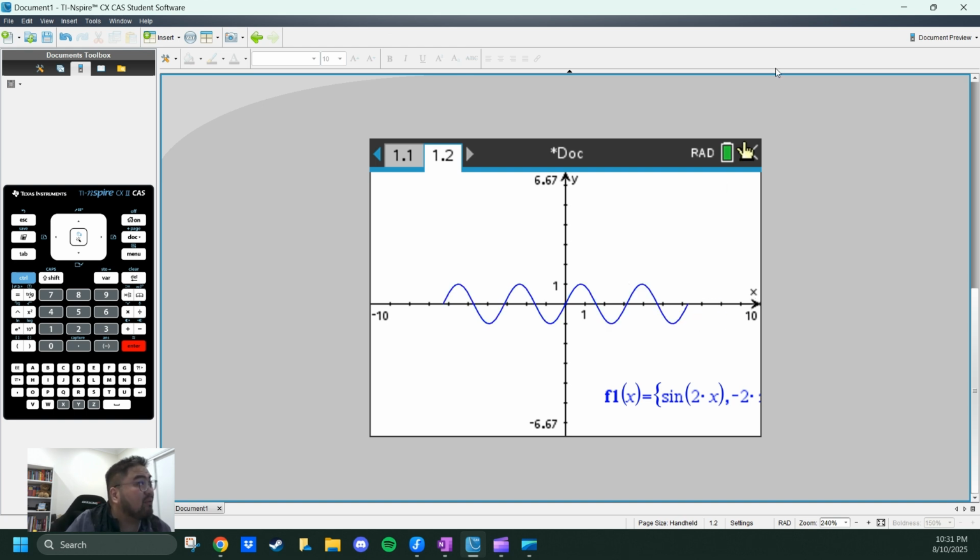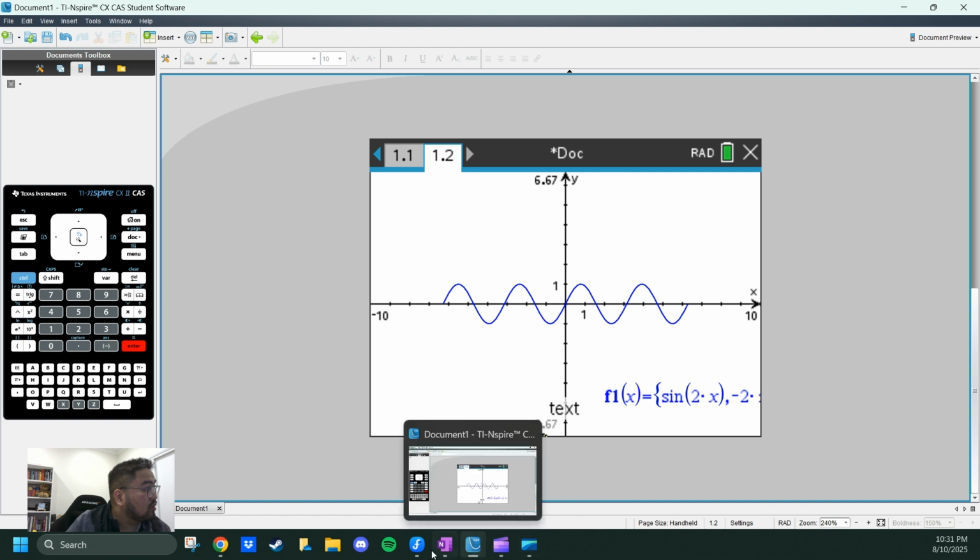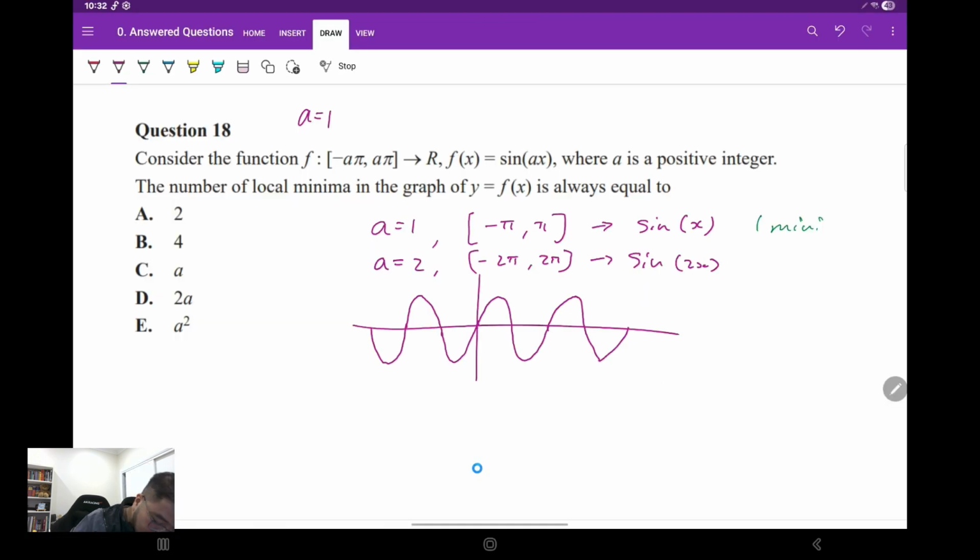Now, if we relate this back to the question, so we've got a equals 2, this will result in 4 minima. So hopefully by doing this, you can see a pattern already that if we go from 1 to 2, we get 1 to 4, and the relationship will be a squared, which is the answer in this case.